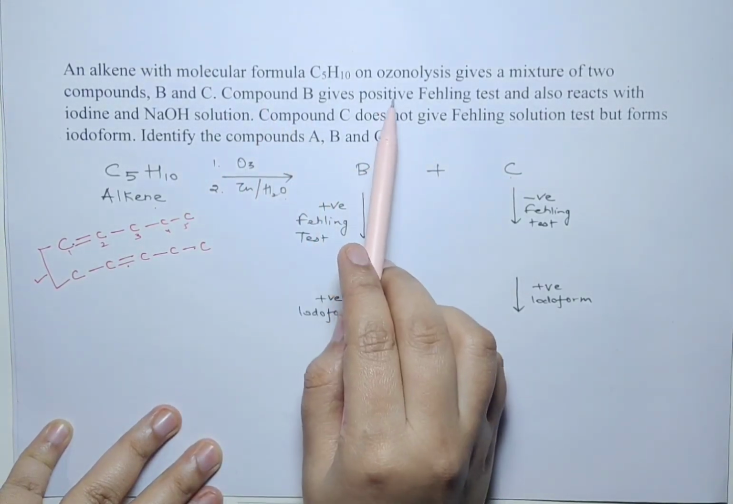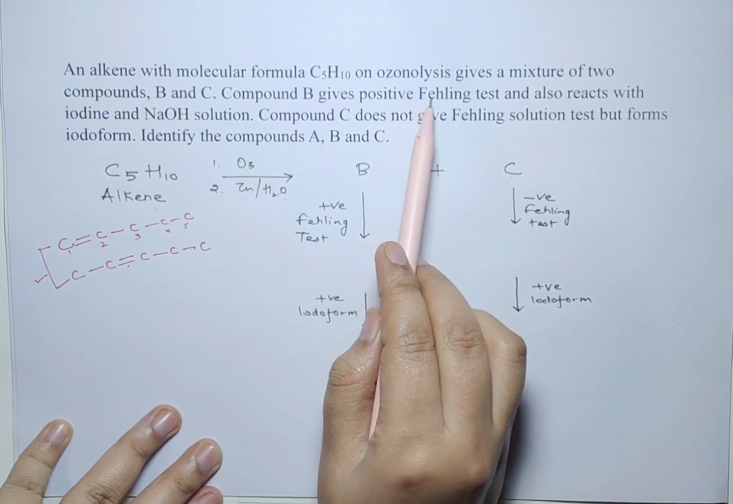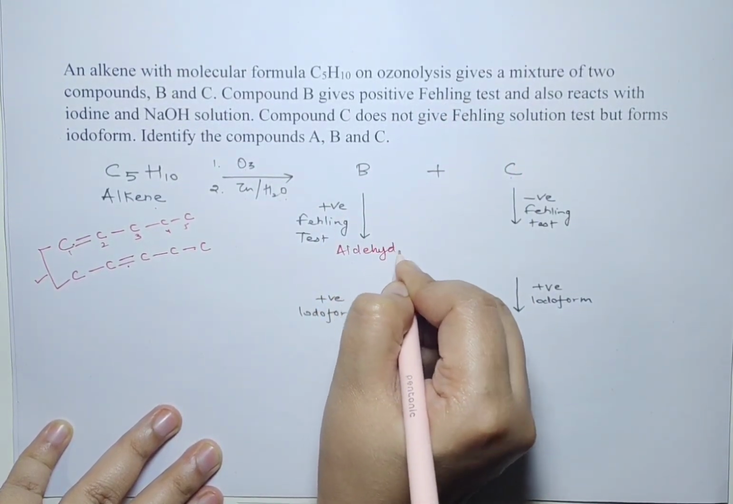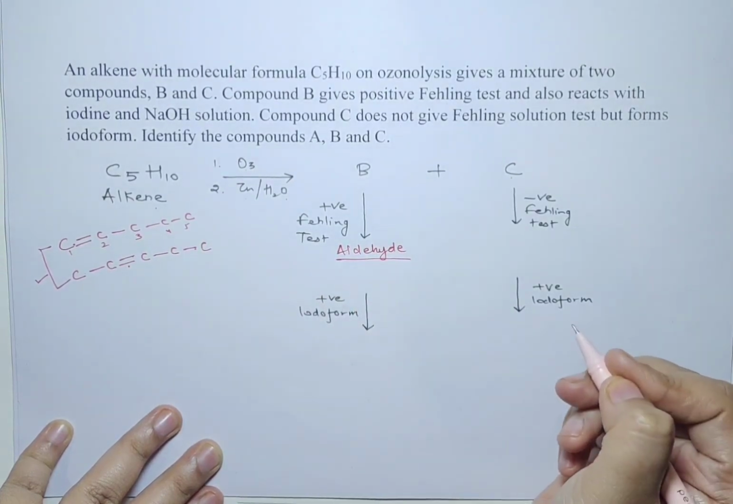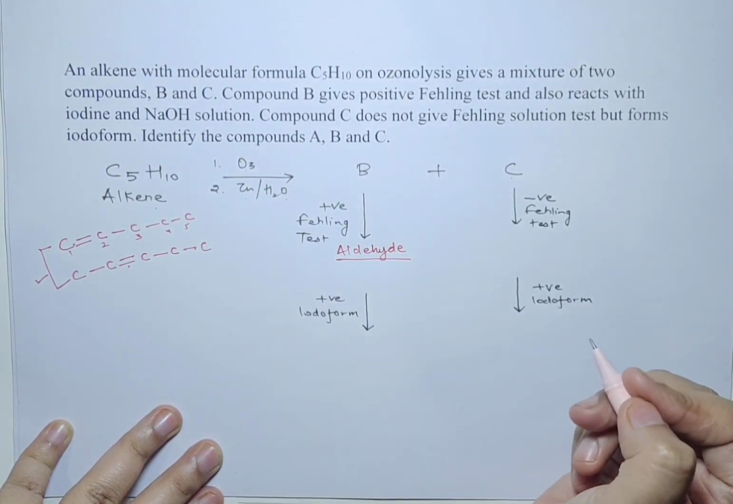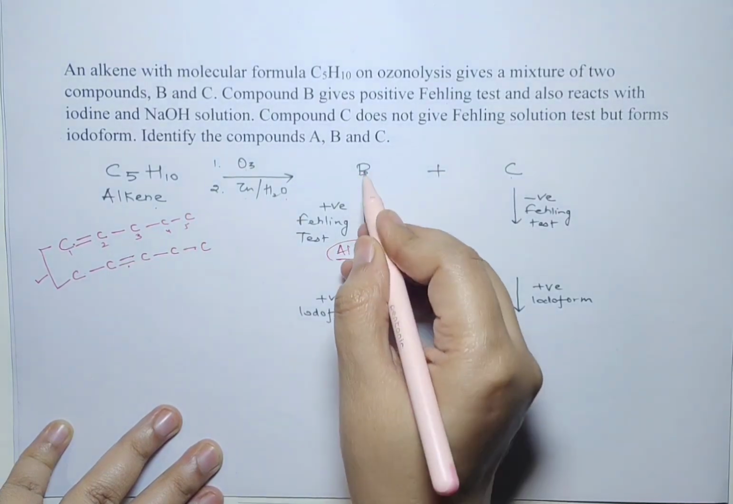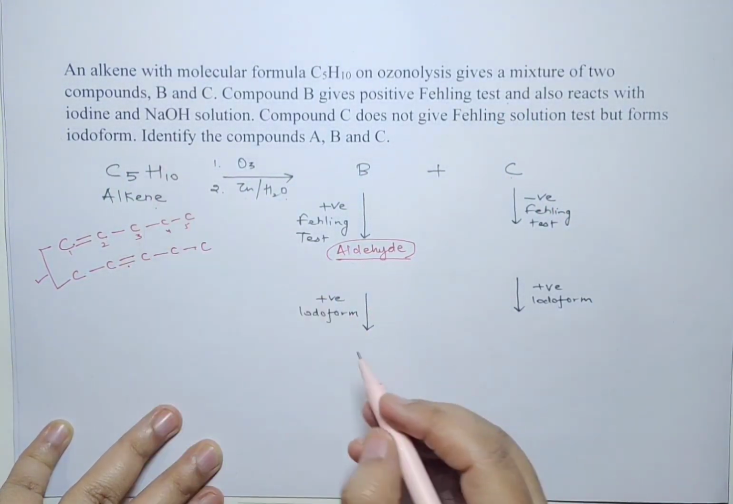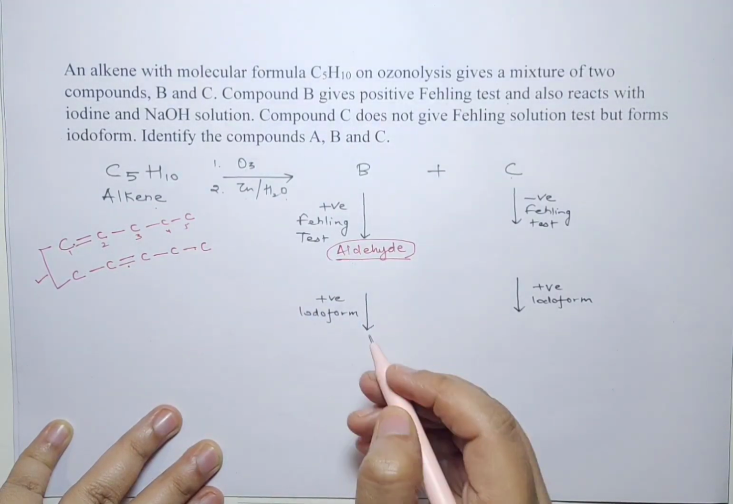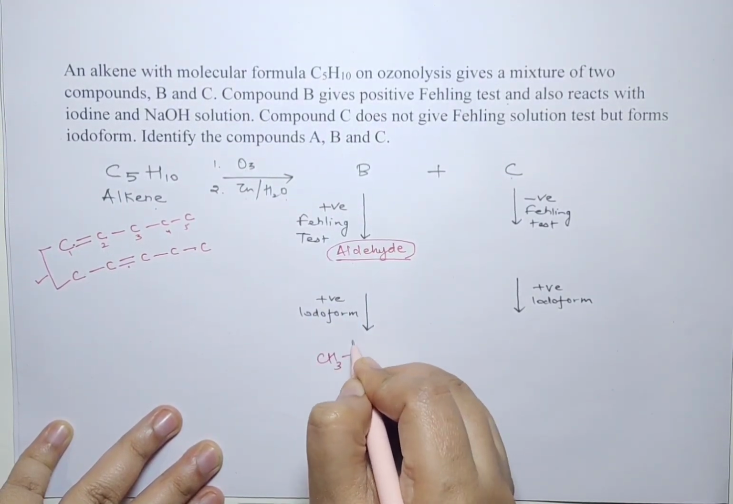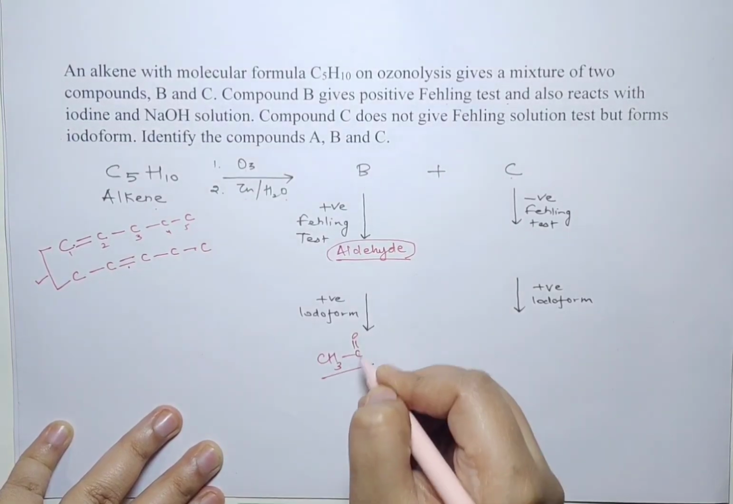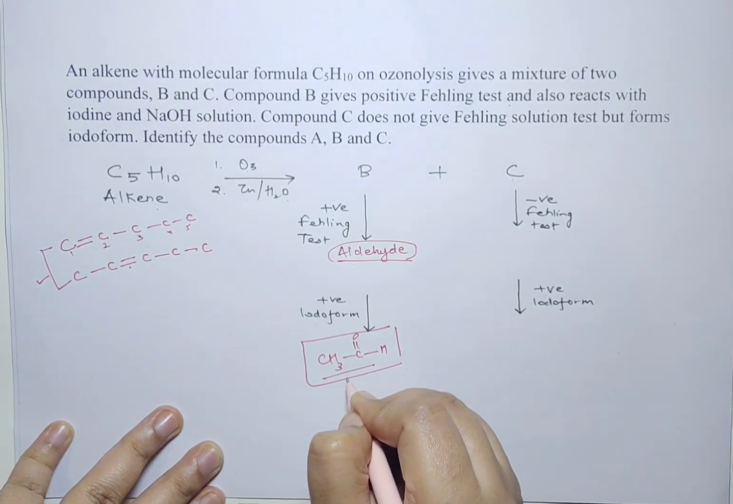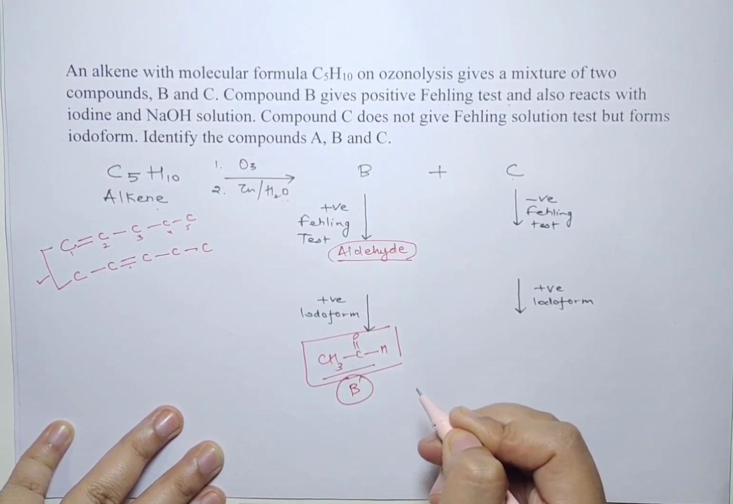Compound B gives a positive Fehling's test. If it gives a positive Fehling's test, that means it's an aldehyde, because ketones do not give Fehling's test or Tollens test. So this is your aldehyde, compound B, and it also reacts with iodine and NaOH. That means it gives a positive iodoform test. That means it has this group and an aldehyde, which solves the problem. This is our aldehyde, this is B.